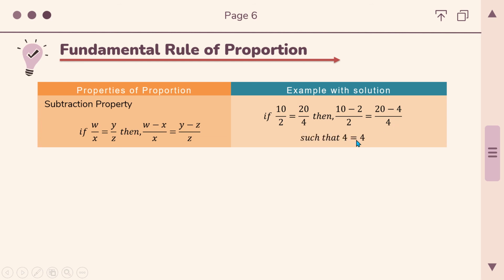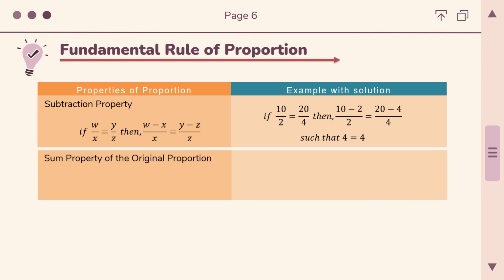Yun sa na siya. Y is 4 equal to 4. Nga naman, kay 10 minus 2 is 8. 8 divided by 2 is 4. 20 minus 4 is 16. 16 divided by 4 is 4. O, diba? Simple ra. Okay, the fifth property is the sum property of the original proportion.